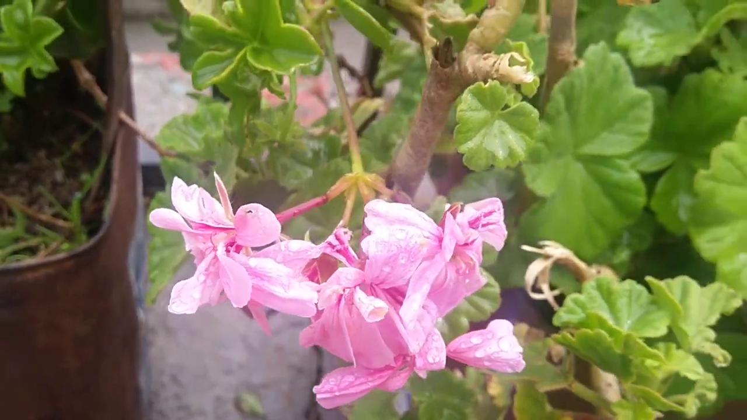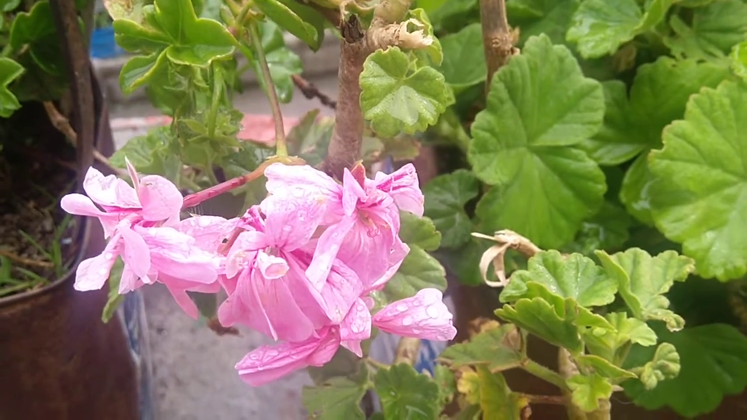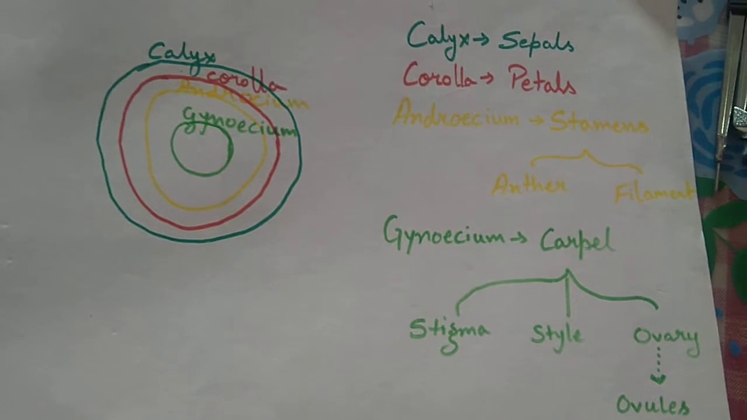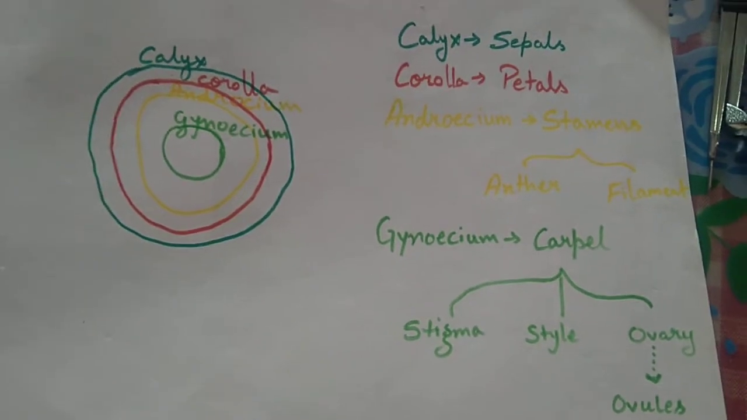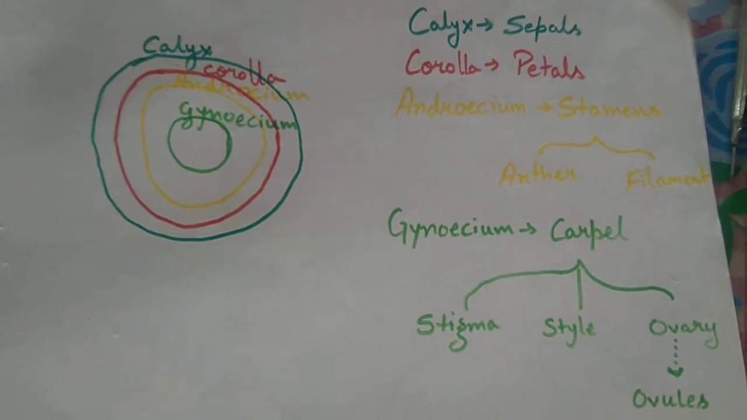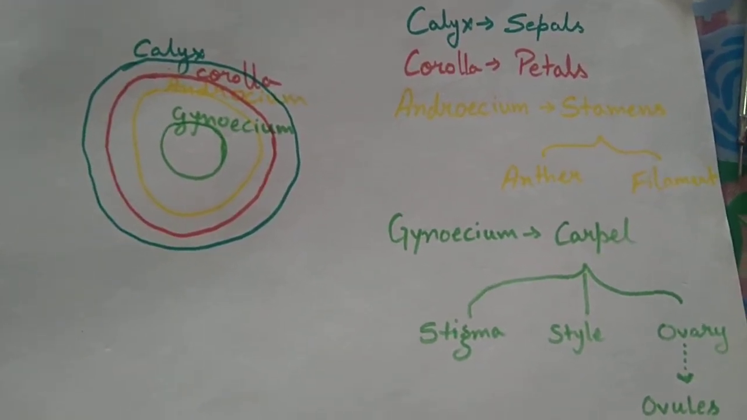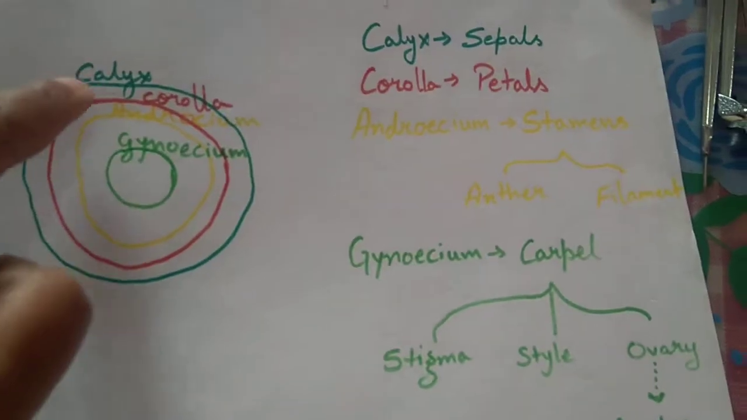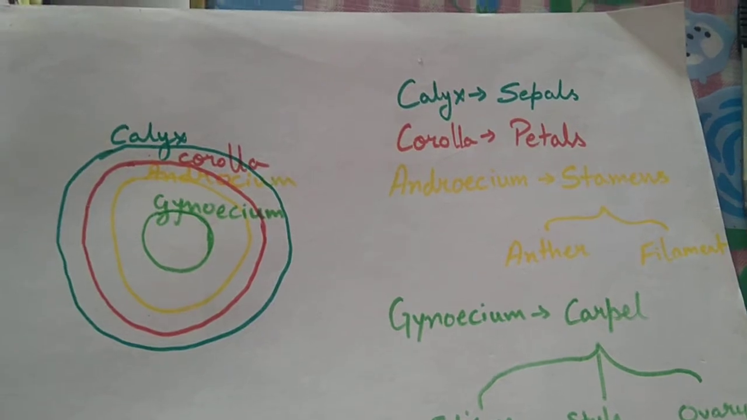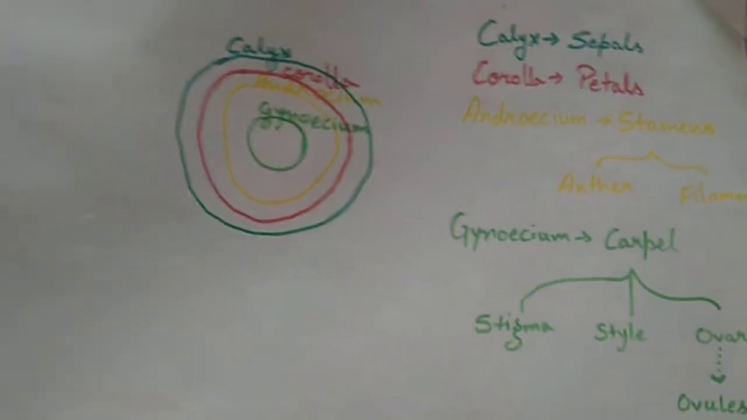So its basic work is to protect the baby flower. Now I hope we are clear about the calyx. Calyx is the outermost whorl which has sepals. Now I have shown you sepals. The second whorl is your corolla. It forms the second inner whorl. It is made up of structures called petals. So the corolla consists of petals.